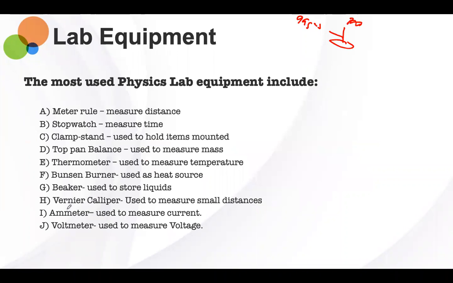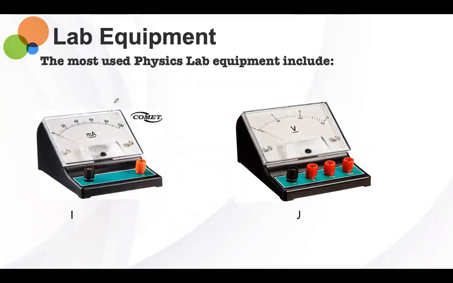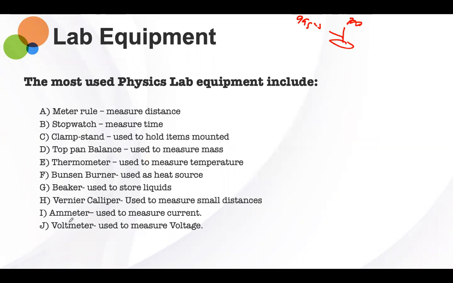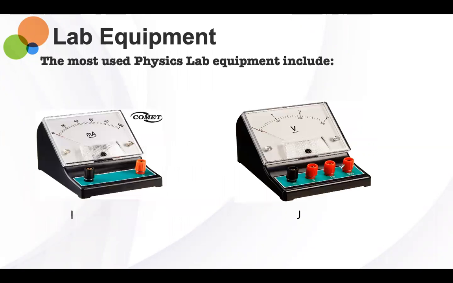We have our ammeter, which is used to measure current, and you want to look out for the mA here, representing the ammeter, right? And then we have our voltmeter, which is used to measure voltage, and of course, you look out for the V here for the voltage.